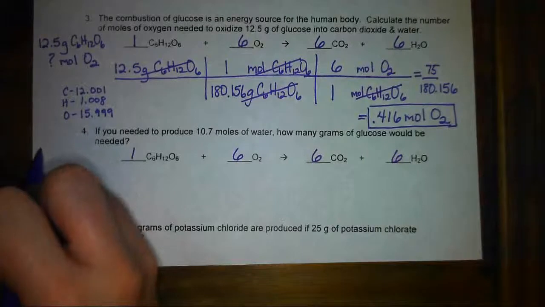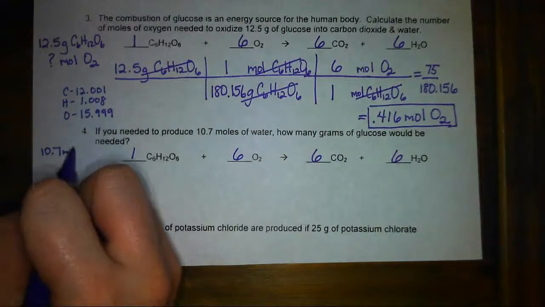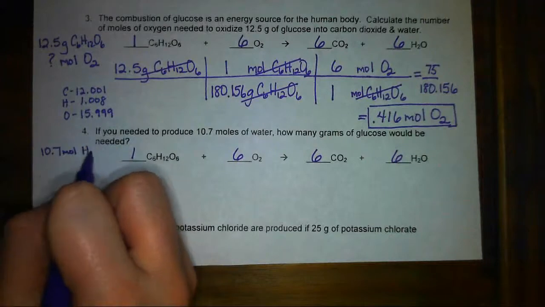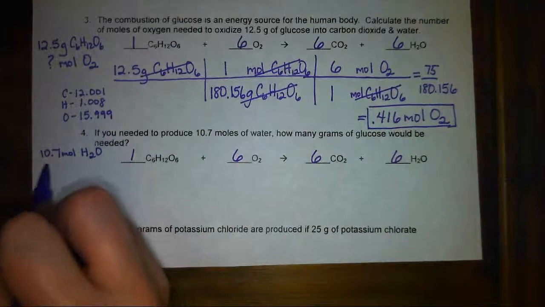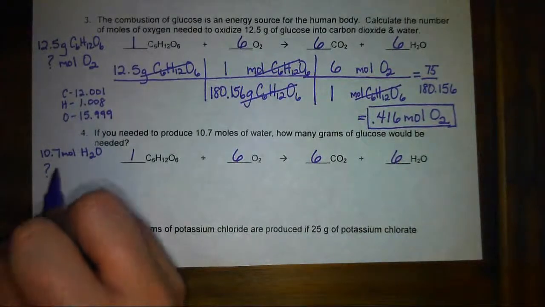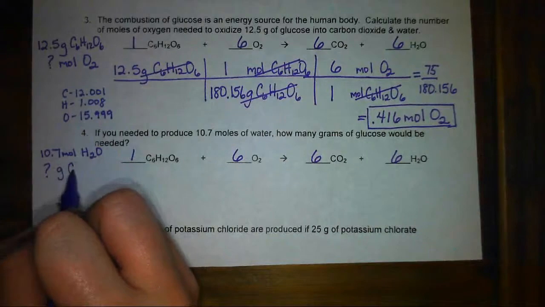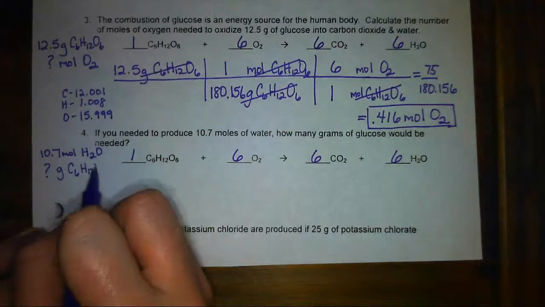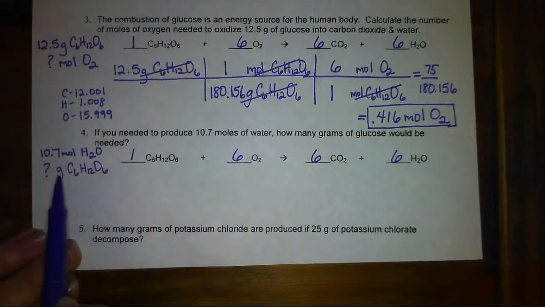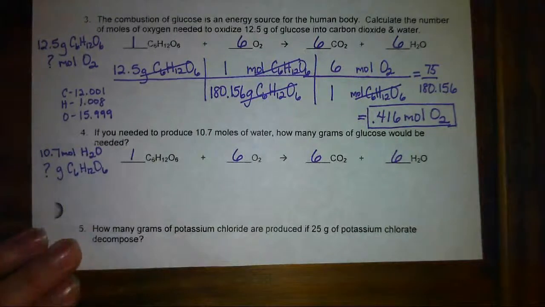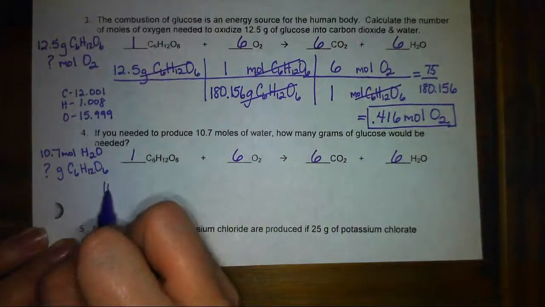Always out to the side, go ahead and write down just to remind yourself what you are given. I'm started with the information that I need to produce 10.7 moles of water. And what I'm looking for, the units that I'm looking for, are grams of glucose. C6H12O6 is glucose. Just like before, since I'm going to go from moles of a substance and eventually end up with grams, I'm going to have to use the formula weight at some point in order to convert from moles to grams. Okay, let's go ahead and start with what we're given.